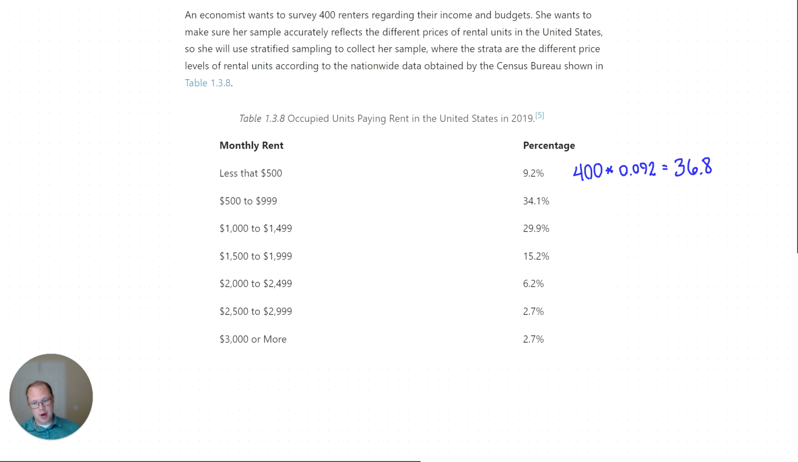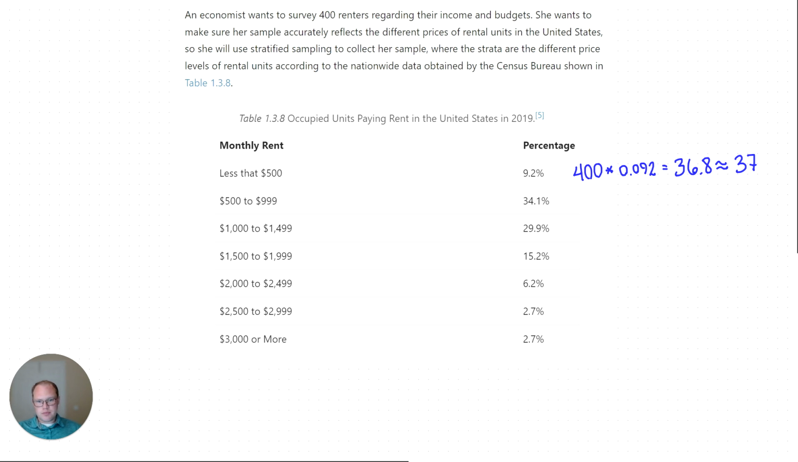Now, you might notice a problem. We can't actually survey 36.8 people. We can't interview 0.8 people, so we need to round. 36.8 is close to 37. So we round to the nearest whole number, which is 37. Okay, let's do it a couple more times just to make sure we get the feel of it.